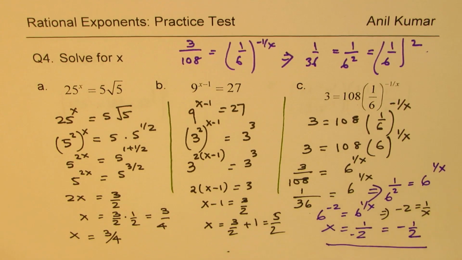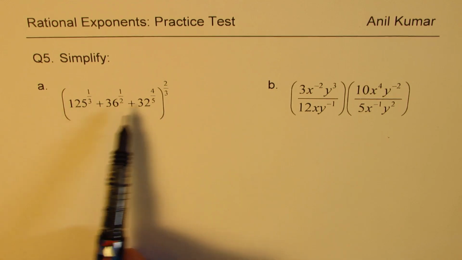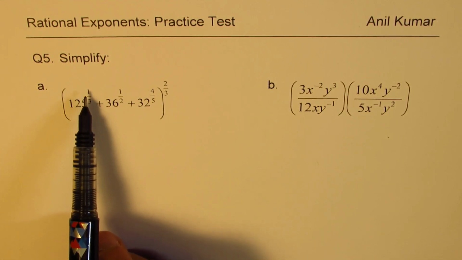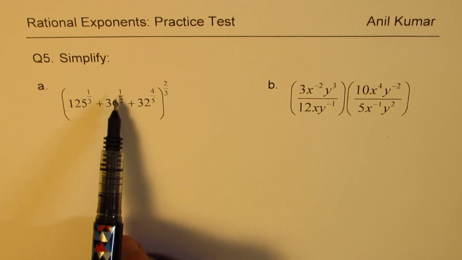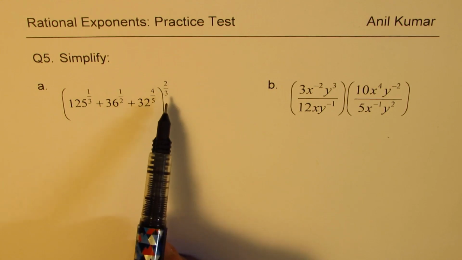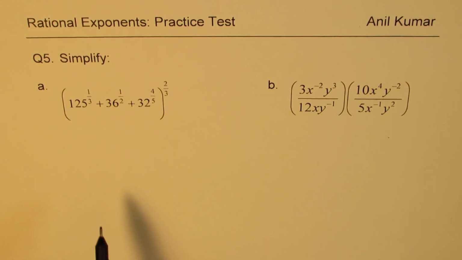Okay, let's take up the next question now. I think we are almost at the end. This is the last question. So we're trying to work with the expressions where the radicals are involved. 125 to the power 1 over 3 plus square root of 36 plus 32 to the power of 4 over 5, everything to the power of 2 over 3. Now similarly, we have a complicated expression here also. You can actually pause the video, try them out, and then look into my solutions.